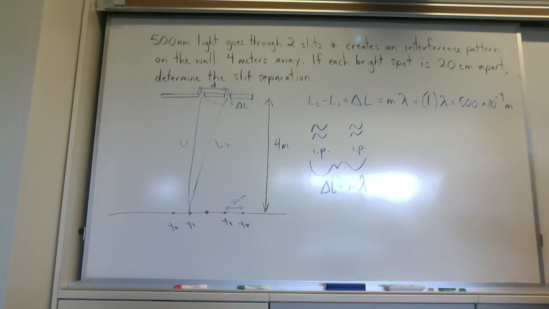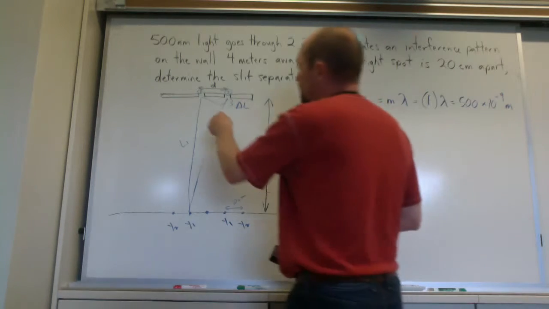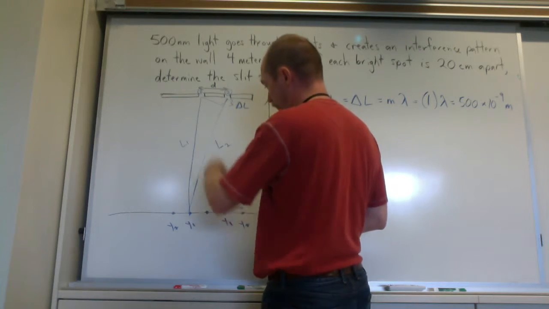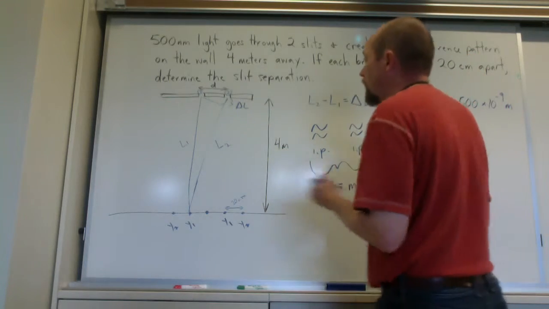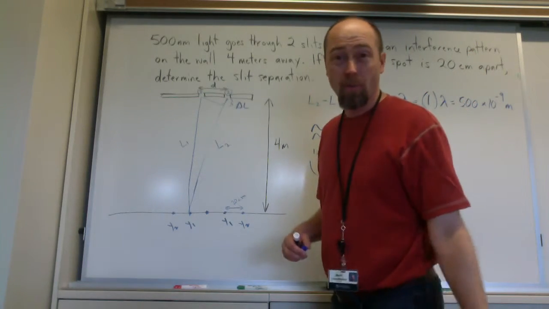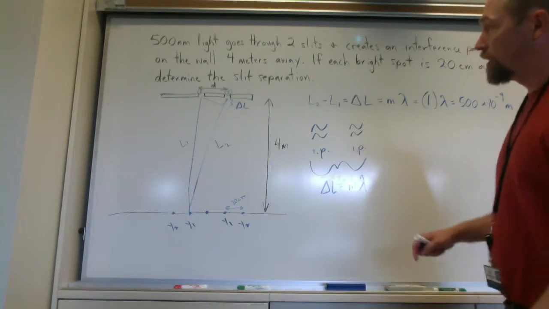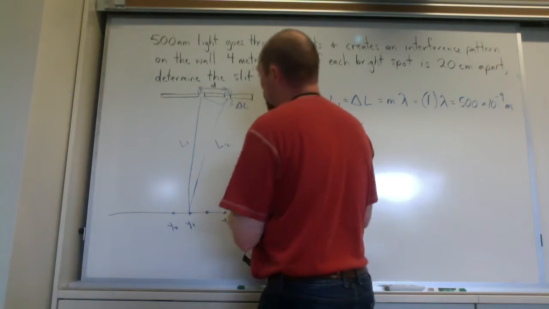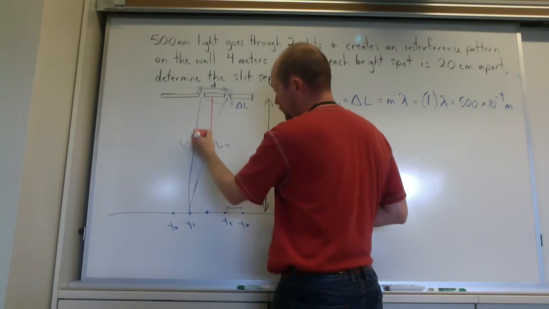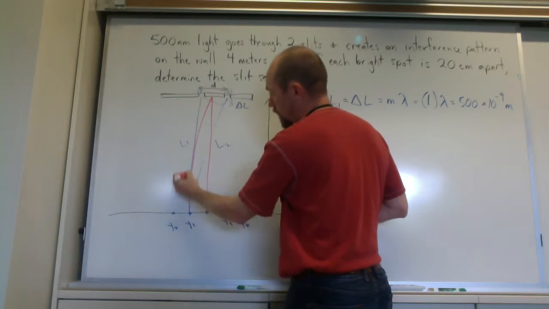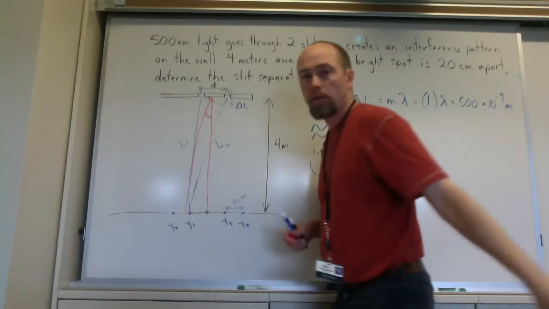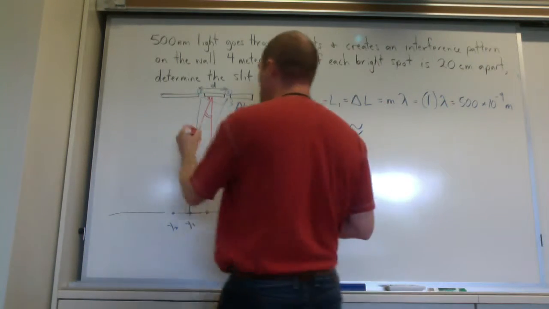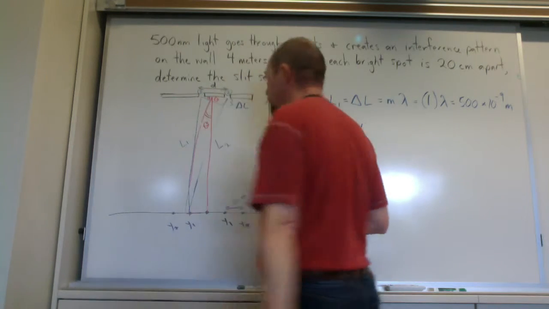Then you have to go, all right, if that's the case, I need to figure out what this little angle is going to be. As long as I'm far enough away, which I am, if I draw out a right triangle here, I'll draw it in red so you can see. This angle and this angle are going to be roughly the same. If I call this theta, then it would be theta.